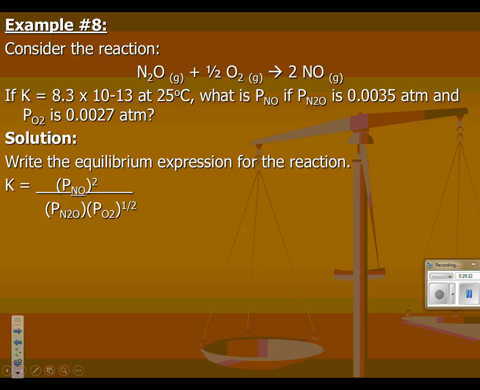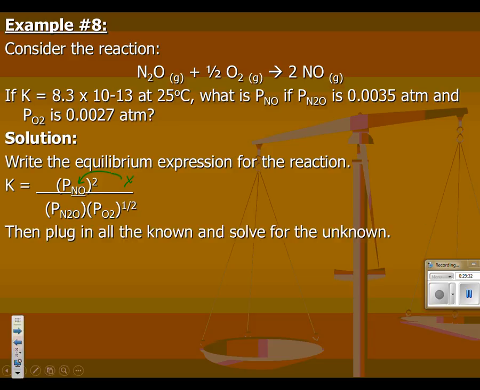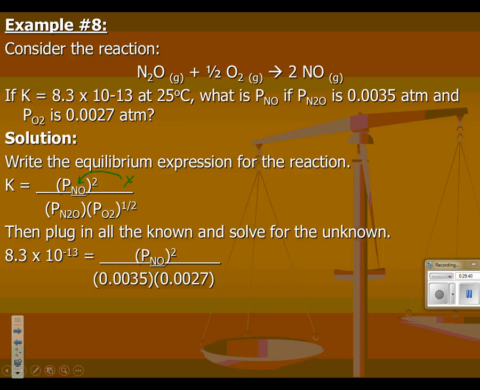So basically for this one right here, I'm putting in X, right? And so once I've got X in there, I'm just going to plug in everything I do know and solve for what I don't know. So it just is a simple algebra problem. And then at the very end, I'm going to have to square root it to get to X.